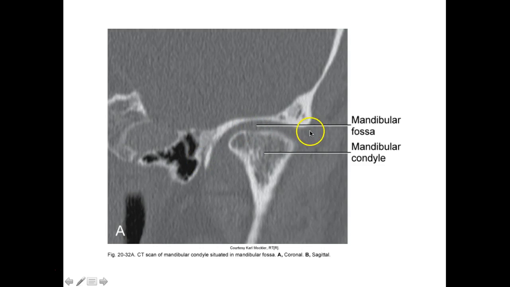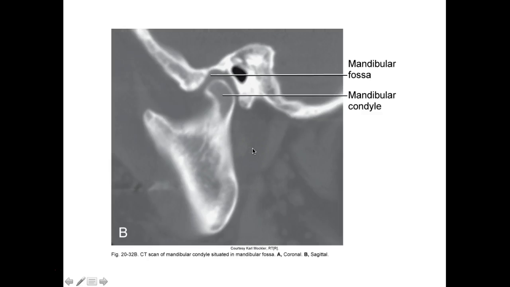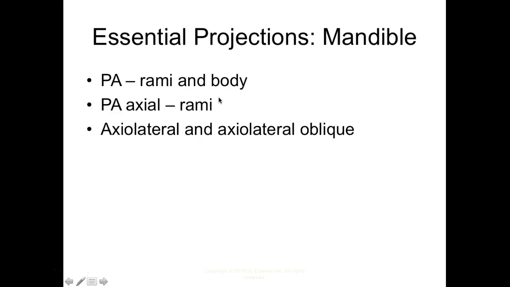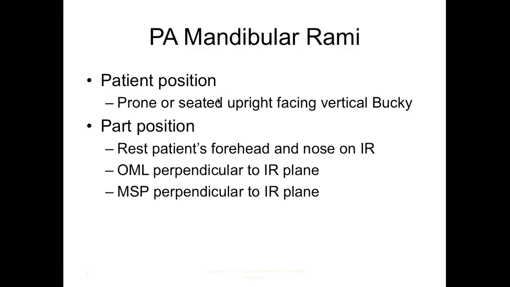Okay, this is CT. So we have the mandibular fossa with the mandibular condyle. So essential projections of the mandible. When we do these, we're looking at the rami and the body. So we have a PA axial, the axiolateral and axiolateral obliques that we're going to be looking at.